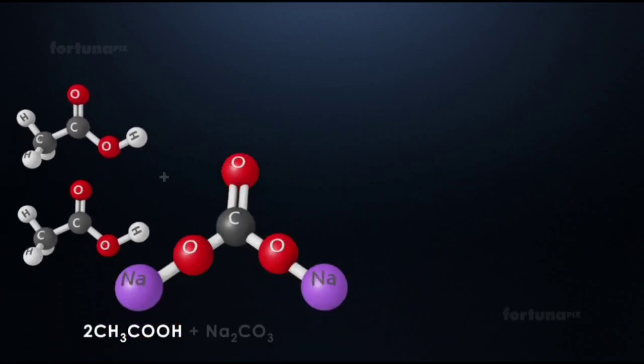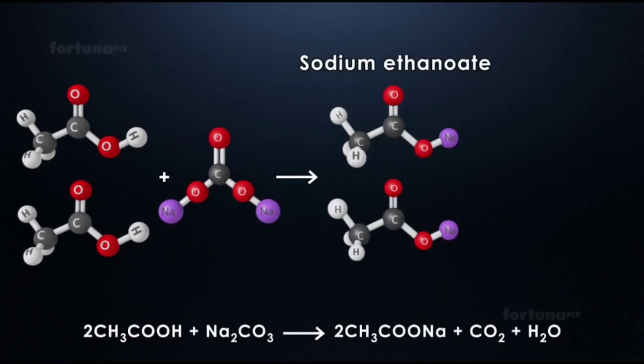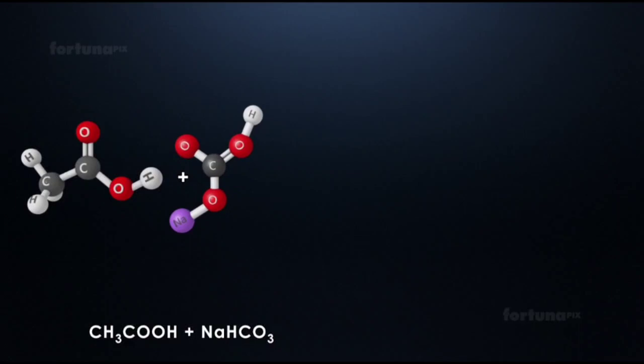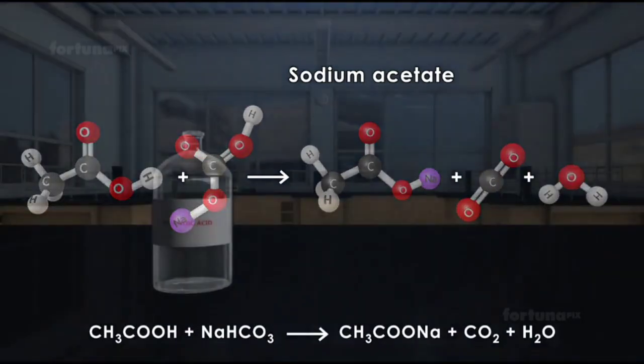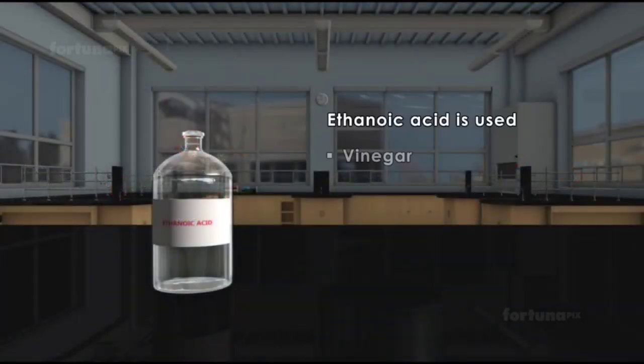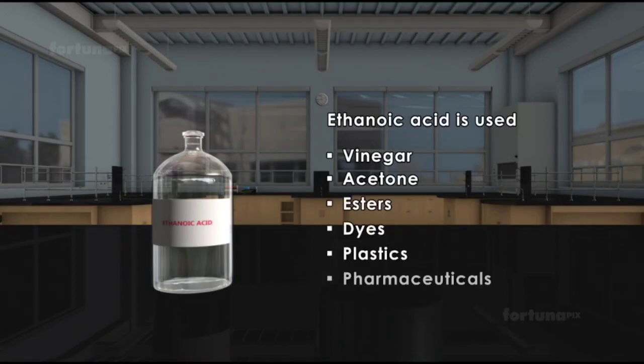Ethanoic acid reacts with sodium carbonate to form sodium ethanoate, which is also referred to as sodium acetate, carbon dioxide, and water. Ethanoic acid reacts with sodium hydrogen carbonate, which is also called sodium bicarbonate, to form sodium acetate, carbon dioxide, and water. Ethanoic acid is used in making vinegar, which is used as preservative. It is used in the manufacture of acetone, esters, dyes, plastics, and pharmaceuticals.